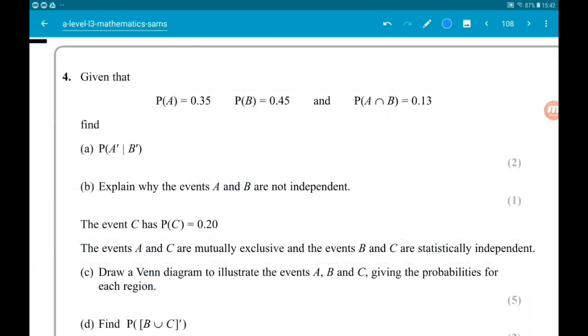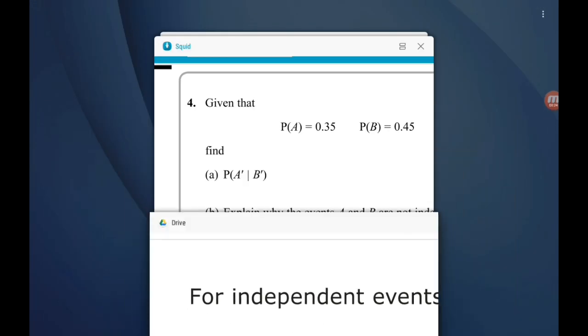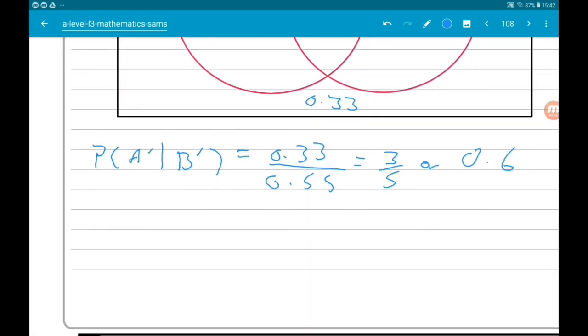And part B wants us to explain why A and B are not independent. So, we're even given this. If they are independent, then the intersection is equal to the probability of A times the probability of B. So, all that we need to do here is find the probability of A times the probability of B.